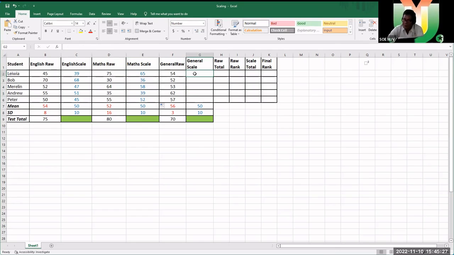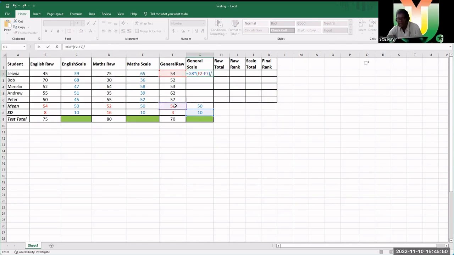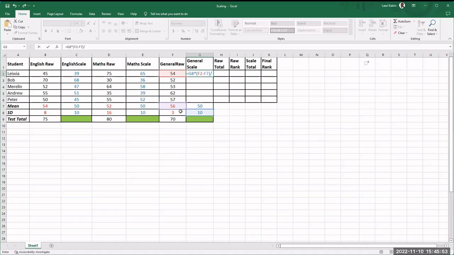The same for general scores, all scores. Equal, then multiply, open bracket, 54, take away 56, divide by 3, plus 50. Yes, and we do the same again.